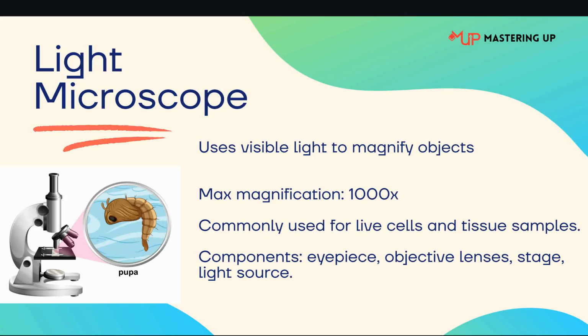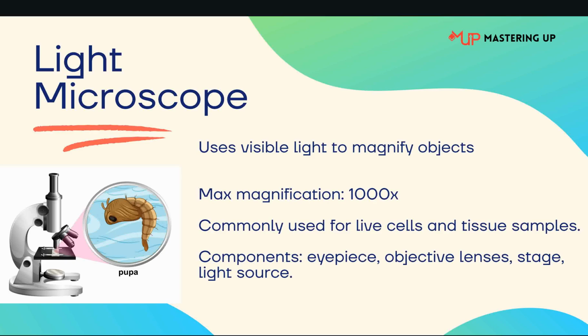The main components of a light microscope include the eyepiece, objective lenses, stage, and a light source. By adjusting the objective lens, we can change the magnification to view structures at different scales. The ability of observing living cells in real time is one of the major advantages of light microscopy, though its resolution is limited due to the wavelength of visible light, restricting how small we can see.